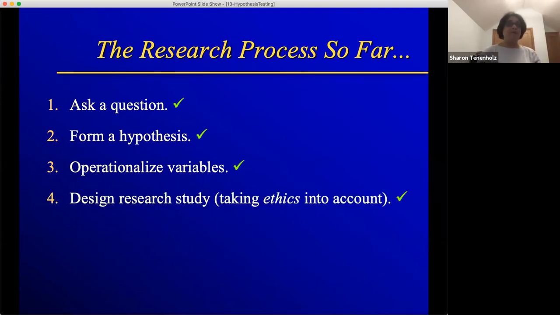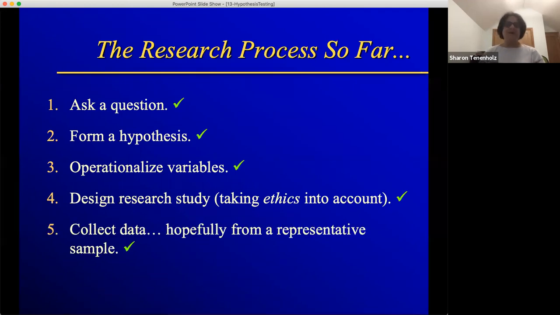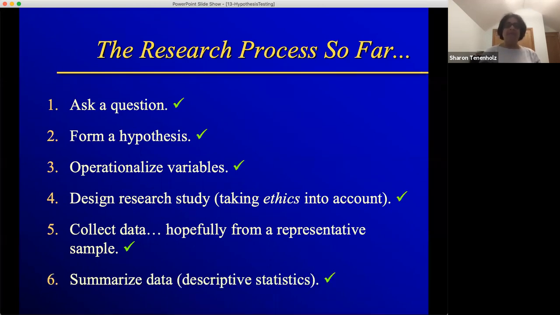We also talked about how we might design our various research studies, of course, taking ethics into account. And along the way, we do need to collect our data, and you did that in your labs. Hopefully we have a representative sample, although at times we must use a convenient sample, of course, which is going to be non-representative. And then for the last couple of weeks, we've been focused on how we summarize our data. And that is where descriptive statistics come into play. So that's where we are at the moment, and we're going to be pushing forward.